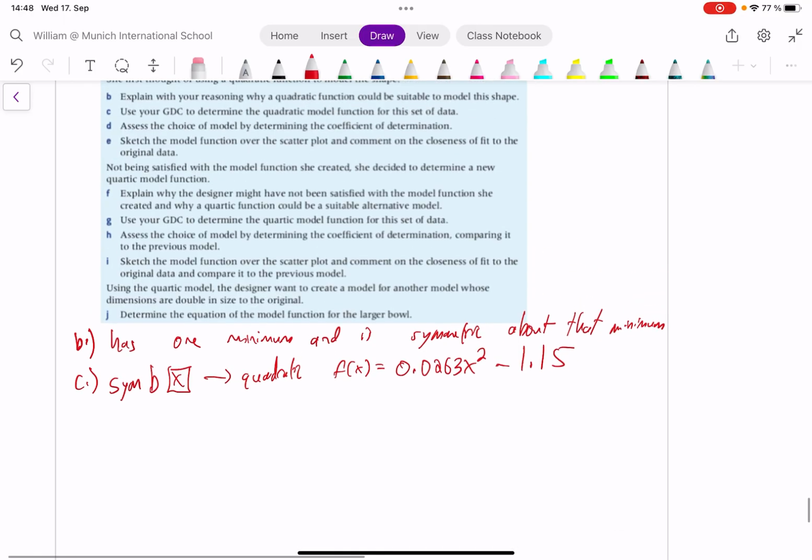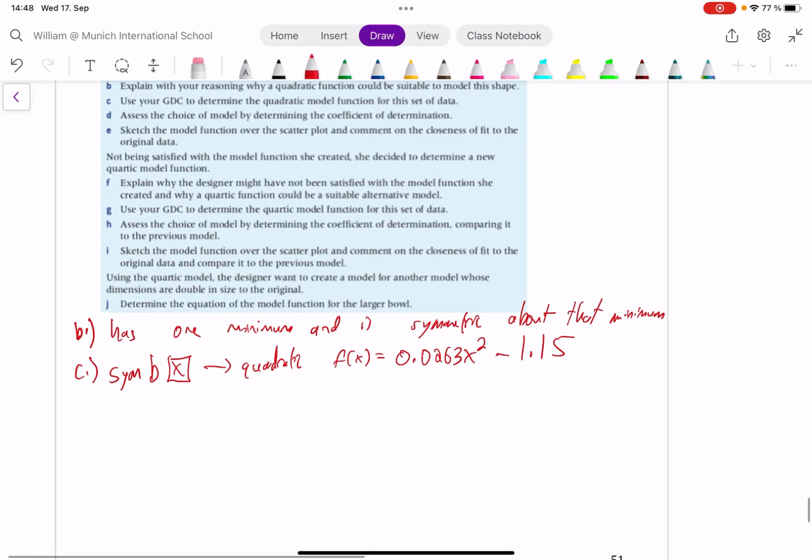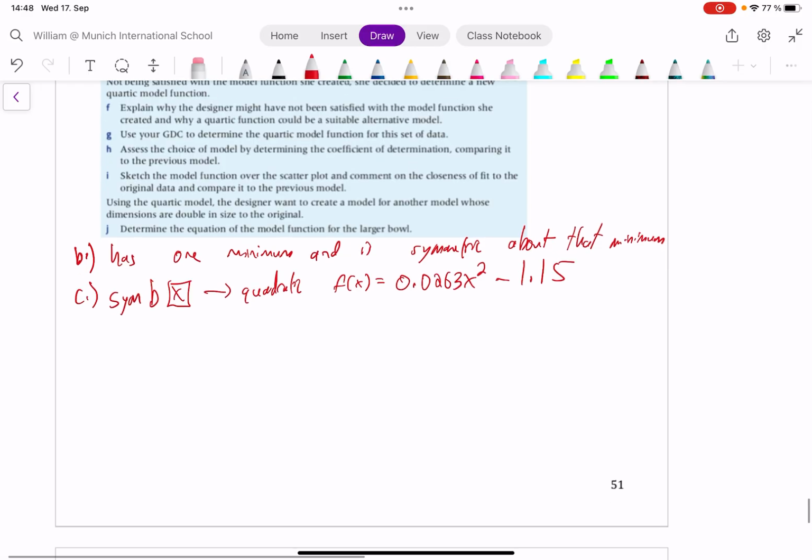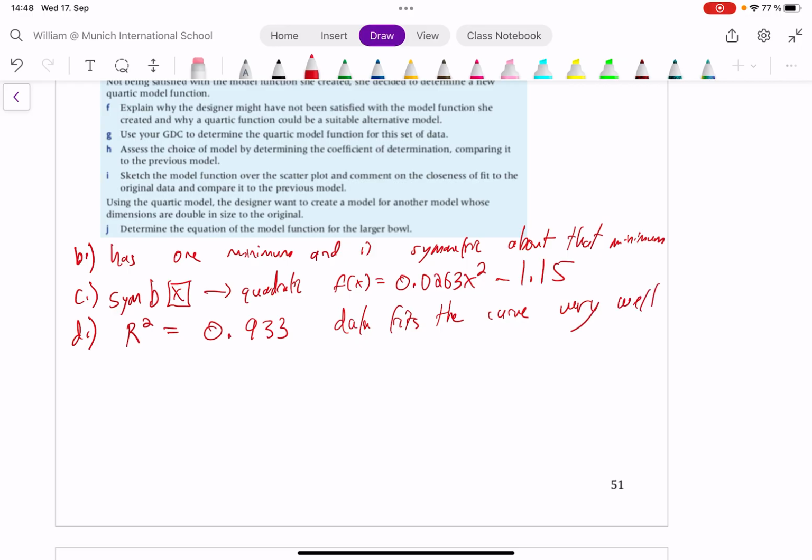So then part D says, assess the choice of the model by determining the coefficient of determination. Coefficient of determination is R squared. So if you click stats on the screen, you'll find 0.933, which means the data fits the curve very well, right? That's really close to 1. So it would be a good model. There's nothing wrong with that quadratic model.